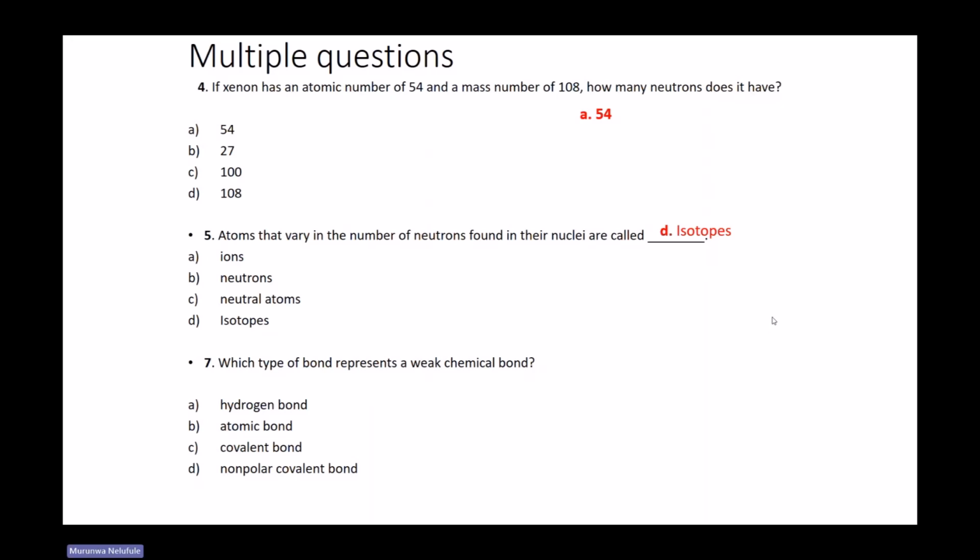Okay. Which type of bond represents a weak chemical bond? The answer is A, hydrogen bond. Anyone else? Hydrogen bond. I agree. Yes, I admit you guys are okay. It's hydrogen bond.